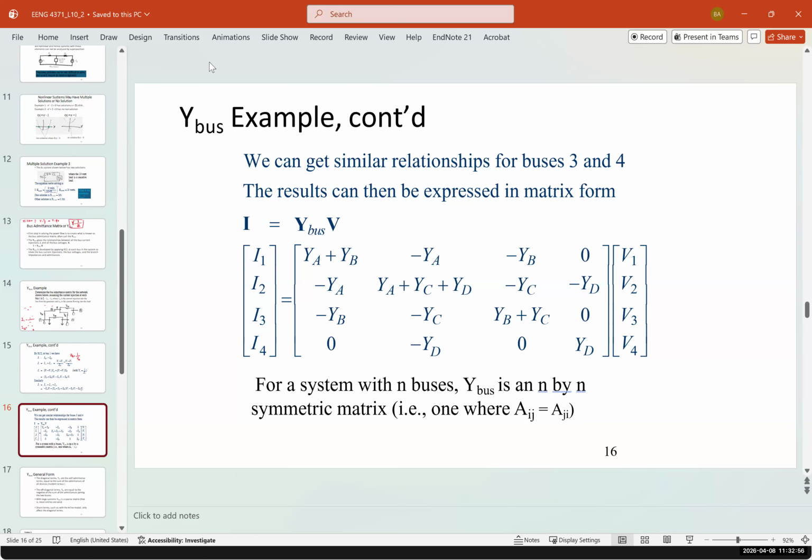I would be Y bus times V, and the first row would be YA plus YB, minus YA, minus YB, and 0, and on the right, you're going to have V1, V2, V3, and V4. So for a system with n buses, Y bus is an n by n symmetric matrix, meaning Yij is equal to Yji. So if I have 4 buses, you're going to have a 4 by 4 matrix.